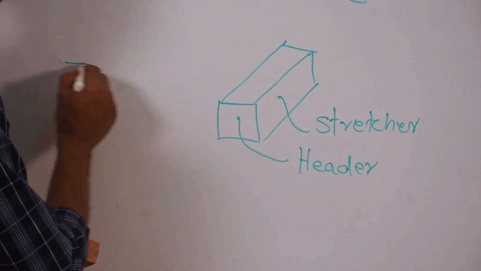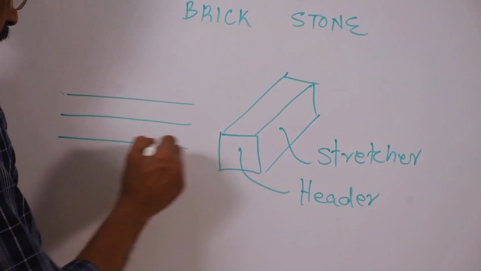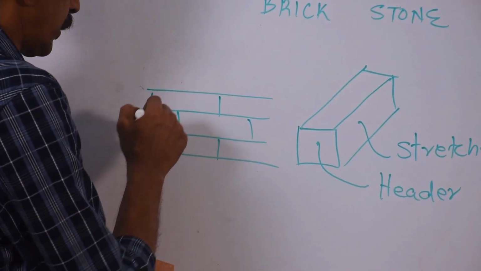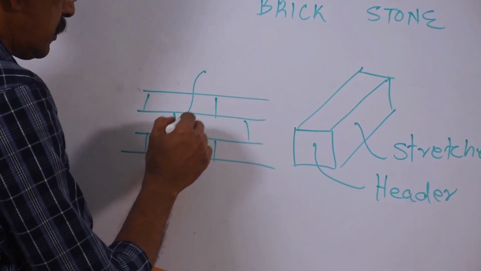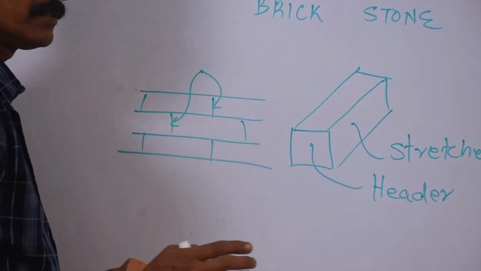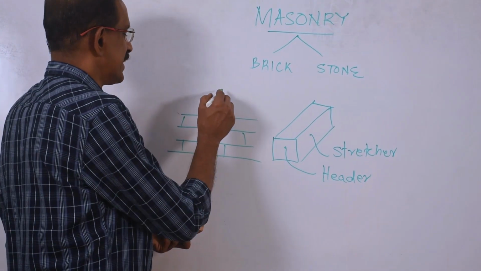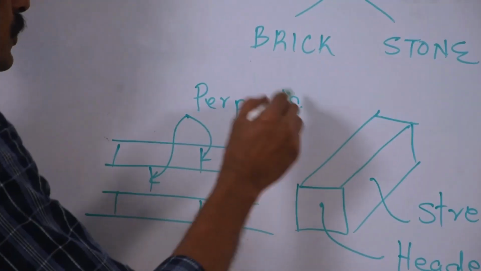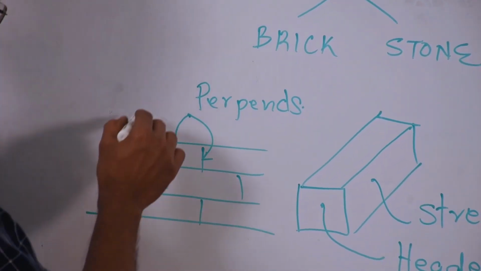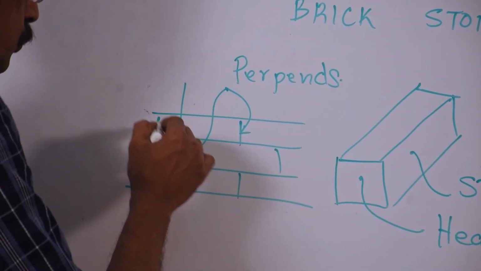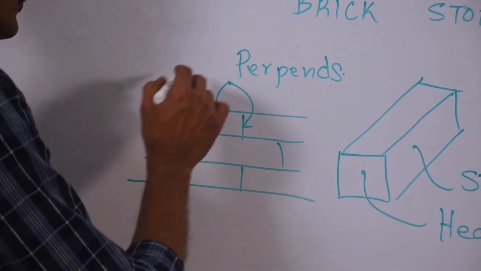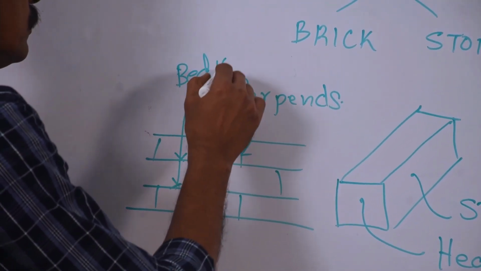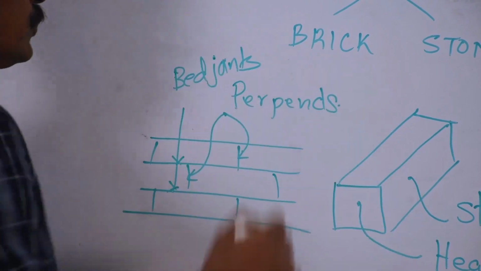If you arrange the bricks to construct any structure, it looks like this. These are the vertical joints, coming in the vertical direction. Vertical joints are called perpends. But these are the horizontal joints. Horizontal joints are called bed joints.